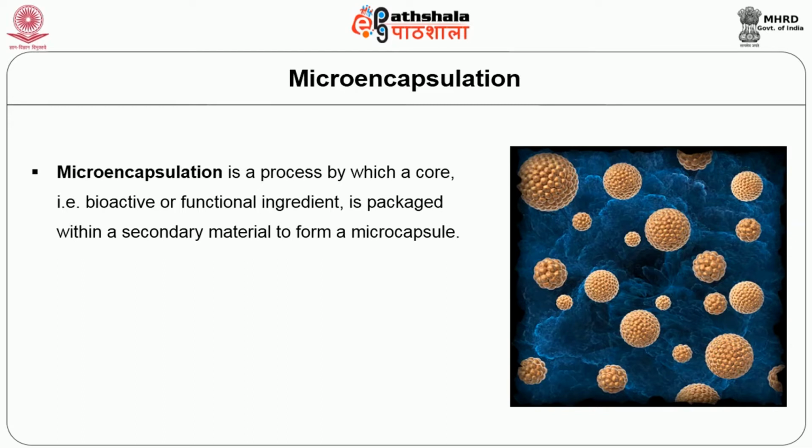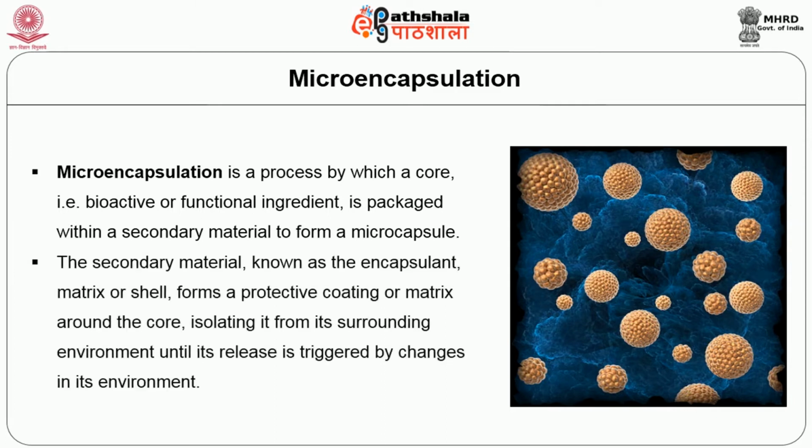Encapsulation may also be used to immobilize cells or enzymes in the production of food materials or products, as in fermentation or metabolite production. Microencapsulation is a process by which a core, that is, bioactive or functional ingredient, is packaged within a secondary material to form a microcapsule. The secondary material, known as the encapsulant, matrix or shell, forms a protective coating or matrix around the core, isolating it from its surrounding environment until its release is triggered by changes in its environment.